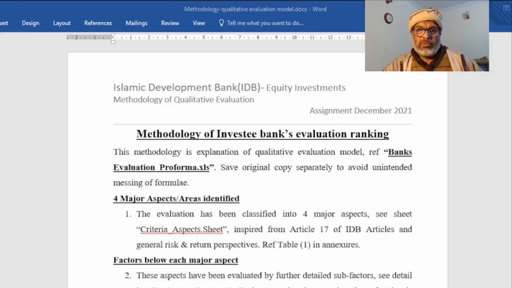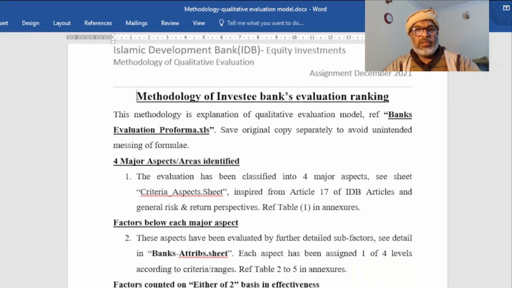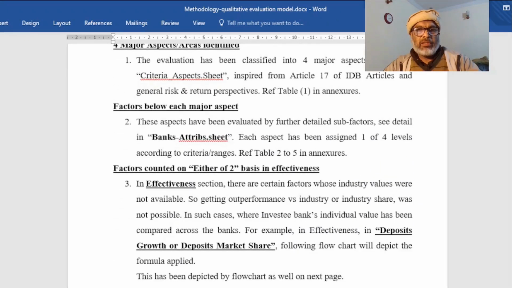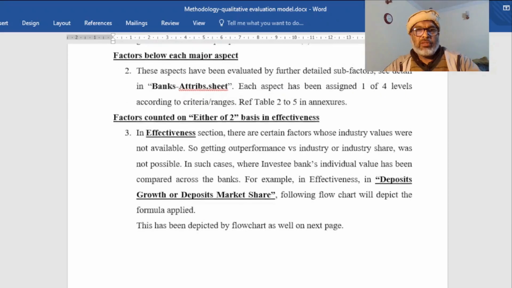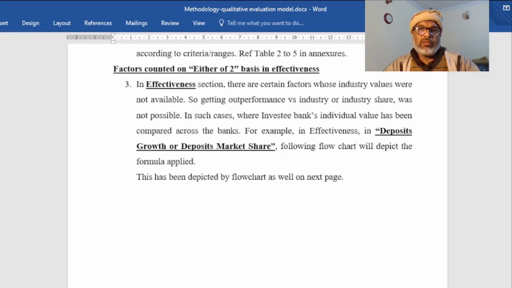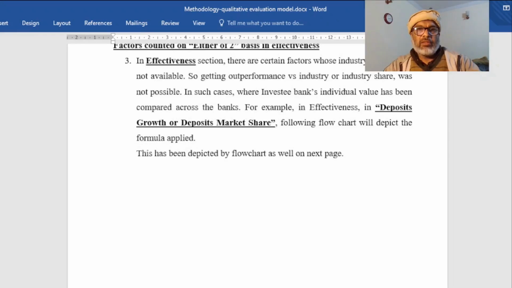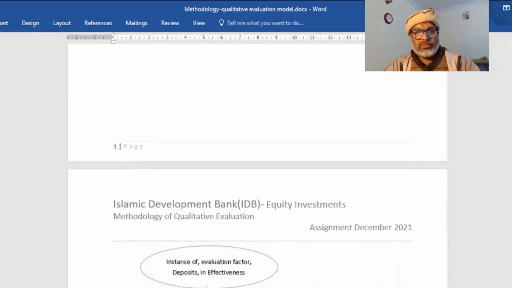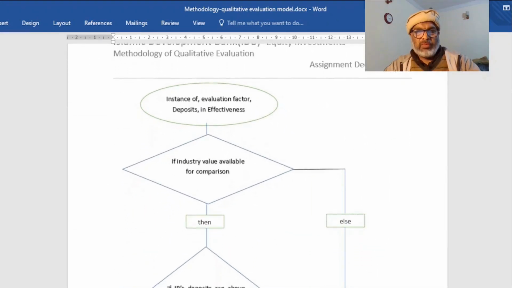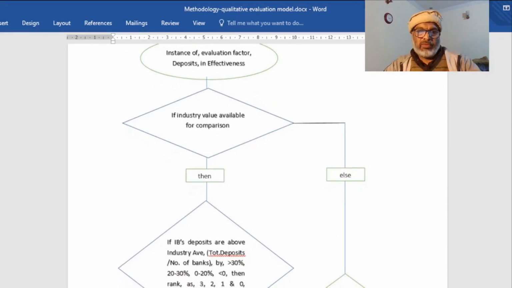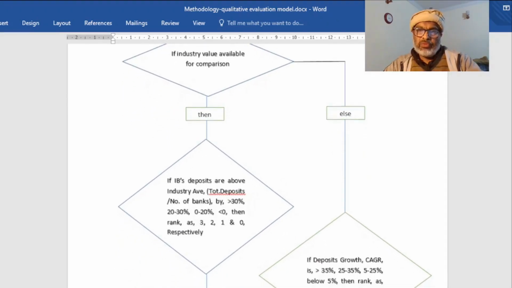I'll just show you. Let's see. You see, I'm explaining the four major areas and the factors below each major area, and then how the different levels were associated with the scores. And this is how I have explained it graphically, as they say a picture is better than a thousand words. So I have explained it by the flowchart as well.